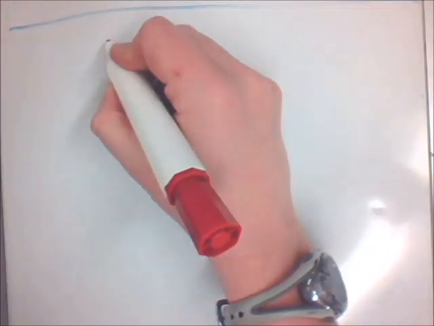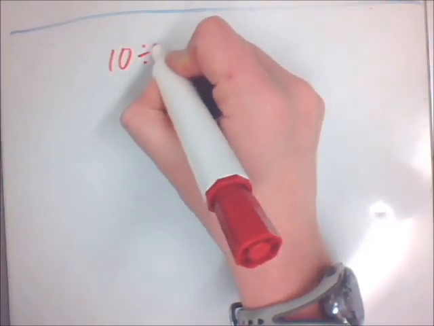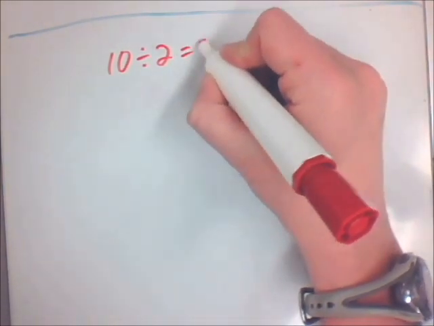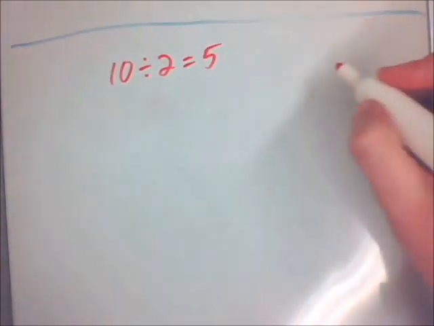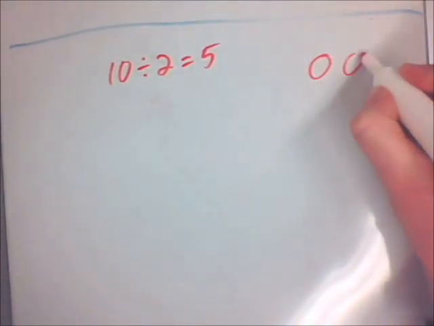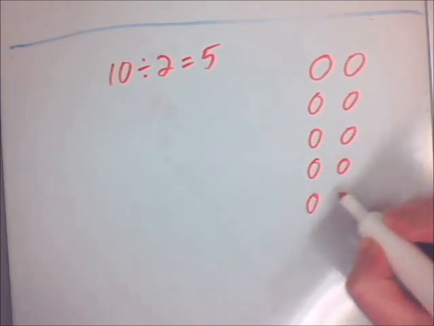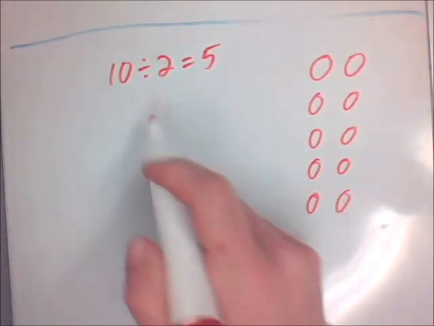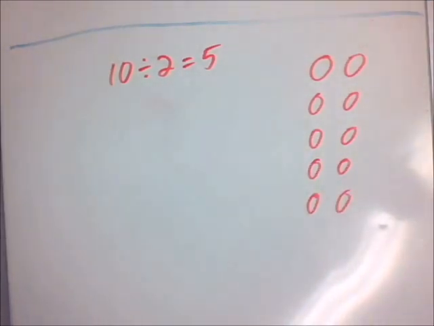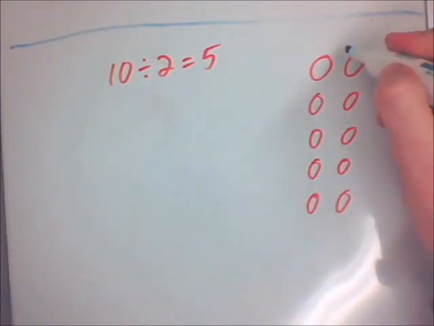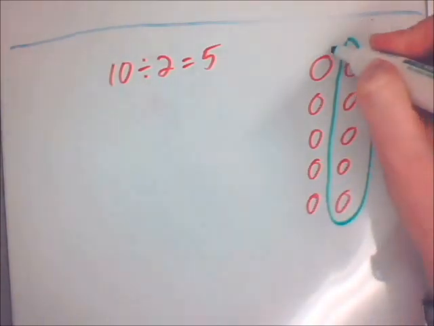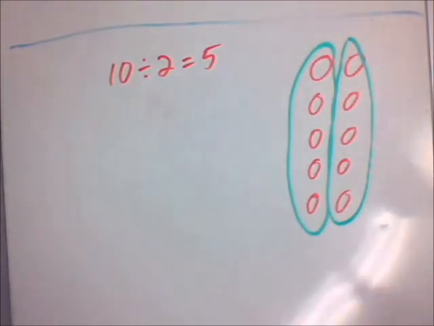Now that we understand the parts of a division question, we need to think about how to do one. So let's start with one that's really, really basic. Let's look at 10 divided by 2. And of course we know the answer is 5. So we can think about that like taking 10 circles and dividing them into 2 groups. And we'll have 5 in each group.